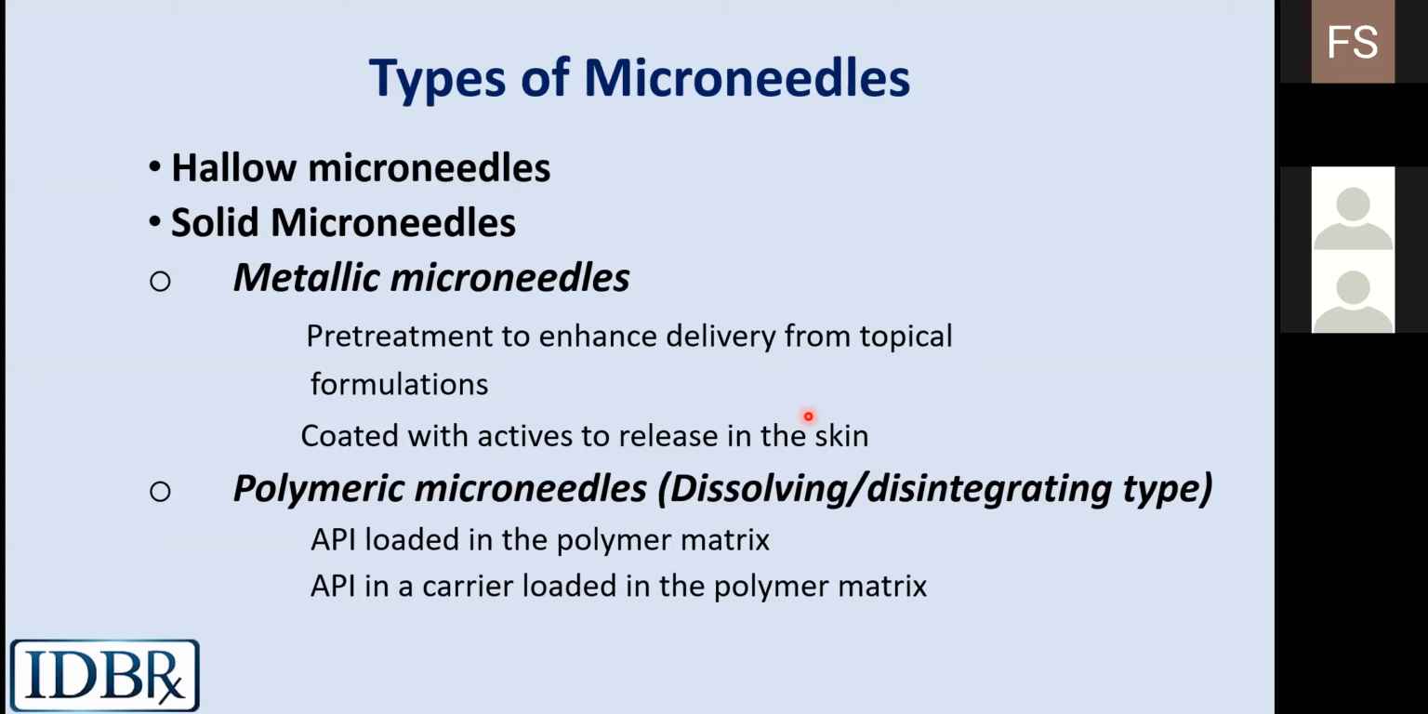And there is another very promising and upcoming area, polymeric microneedles, where you load the API into the polymeric matrix and deliver the drug. And sometimes the API is loaded into a carrier, like nanoparticles or liposomes or niosomes or anything of that sort. You can incorporate the entire carrier in the microneedle and deliver the entire carrier with the API into the skin. So let's look at a few examples of all these different types of microneedles.